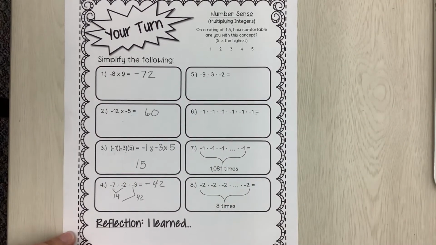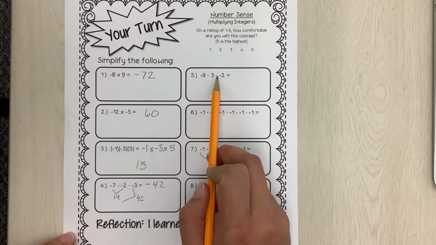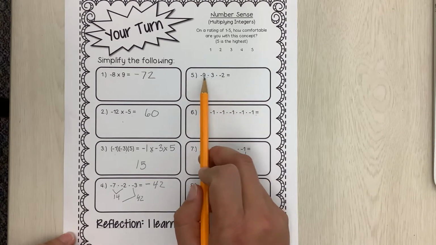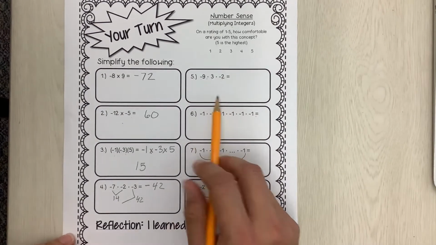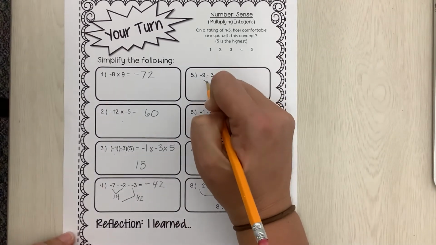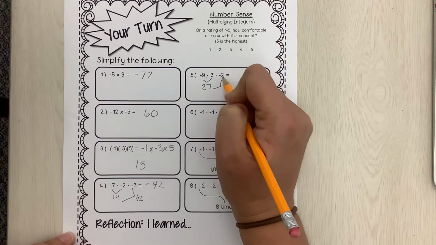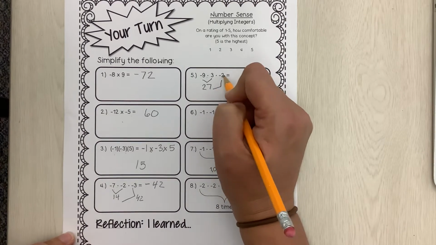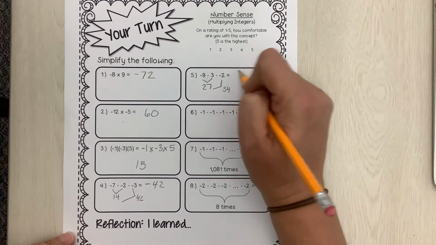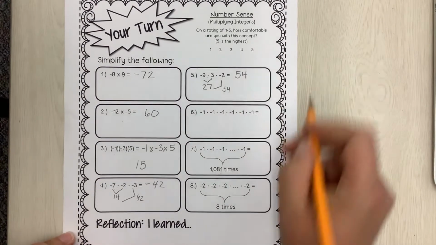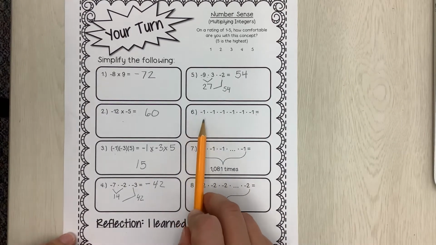So number 5, we've got a negative times a positive times a negative. Remember, the dot between means multiplication. I see 2 negatives. 2 negatives is an even number of negatives, which means it's positive. So 9 times 3 is 27, and then we're going to bring down that -2 there. So 27 times 2 is 54. So we have a positive 54 as our answer. Let's look at number 6.